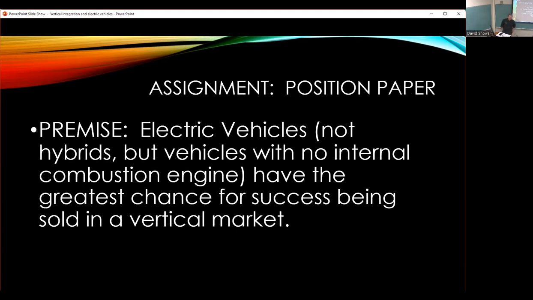The premise is this: electric vehicles, not vehicles with no internal combustion engine. That's what a hybrid is. Electric vehicles have the best chance of success sold in a vertical market. And so how do we make it?